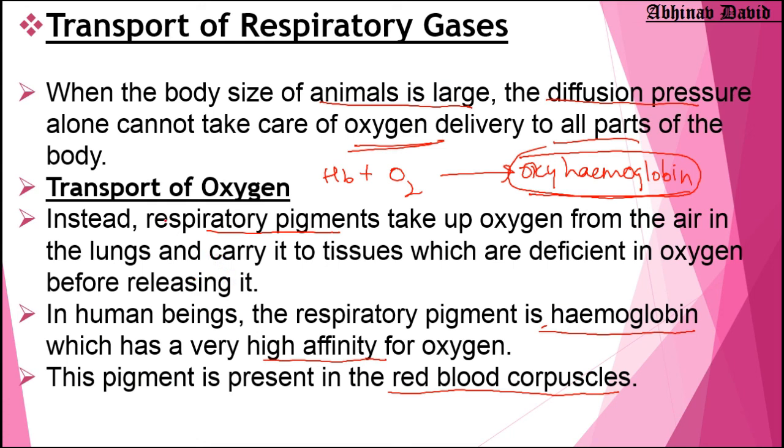Now what about carbon dioxide? Some amount of carbon dioxide is also transported by hemoglobin, but that is not given in your NCERT. Most of the carbon dioxide is transported in the dissolved form. So carbon dioxide gets dissolved in the blood. Which part of the blood does it get dissolved in? What is the fluid part of the blood? The fluid part of the blood is plasma, because it contains water. So the water present in the plasma dissolves carbon dioxide. So in the dissolved form, carbon dioxide is transported in our body. Most of the carbon dioxide is transported in the dissolved form.